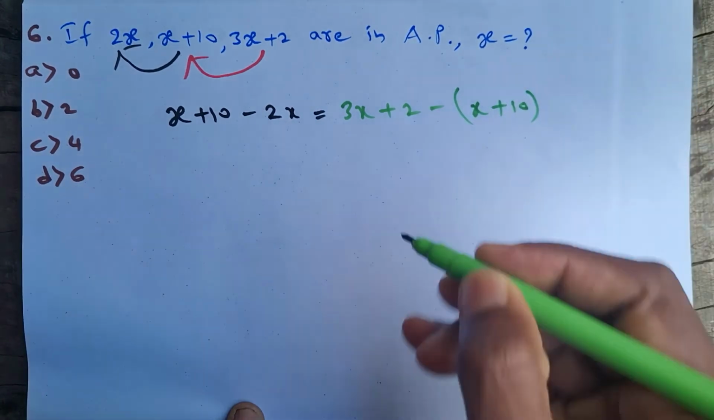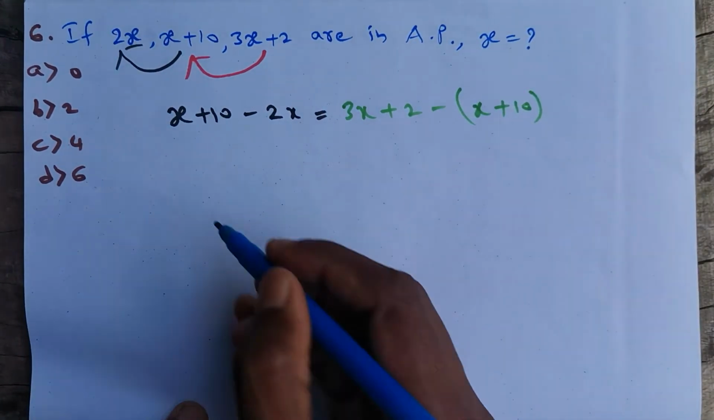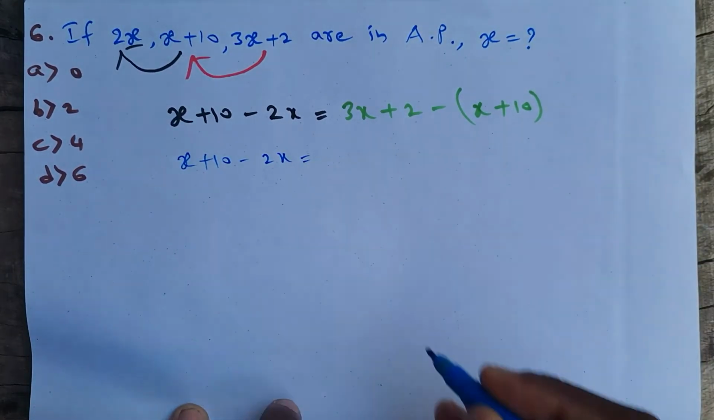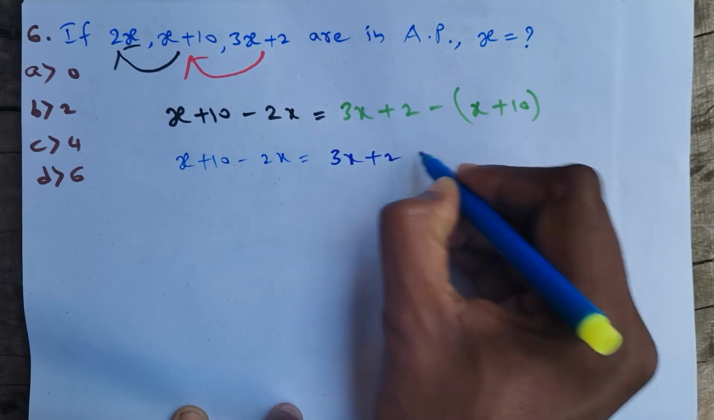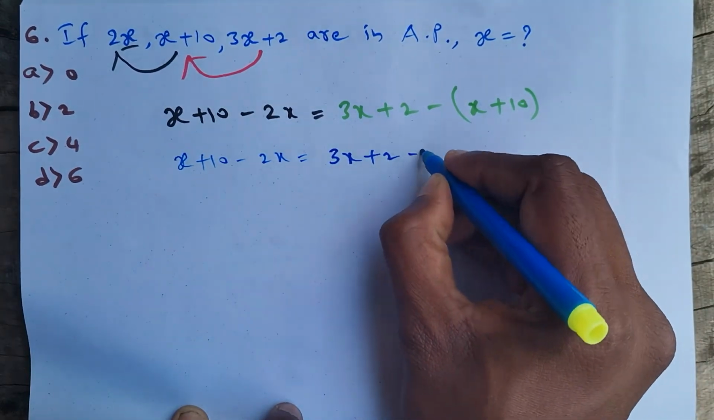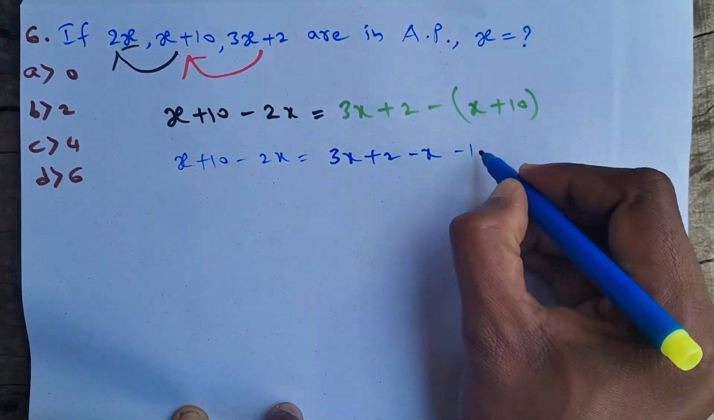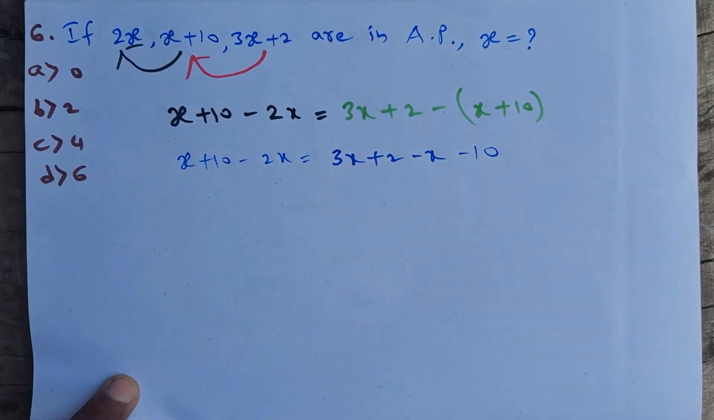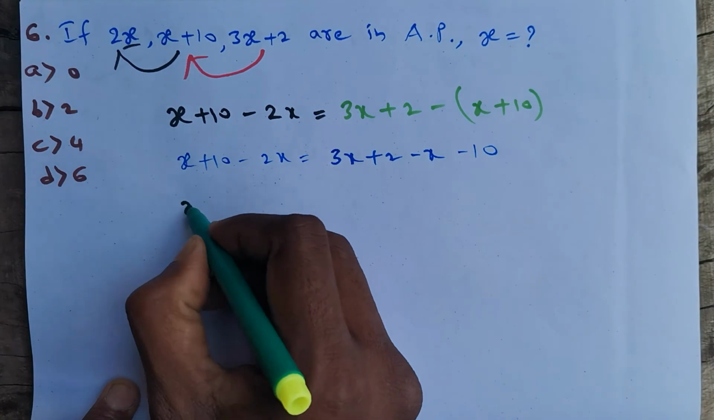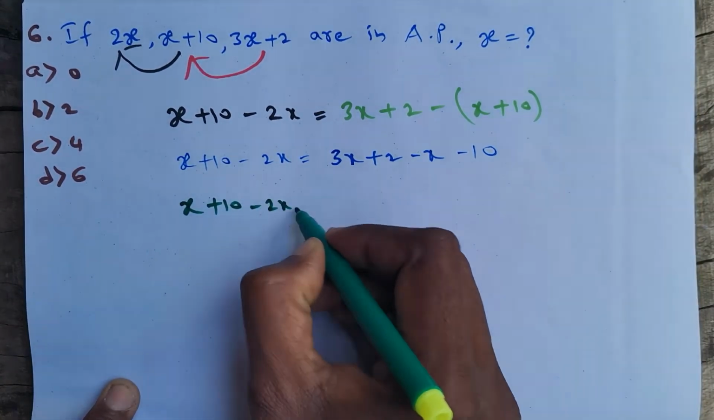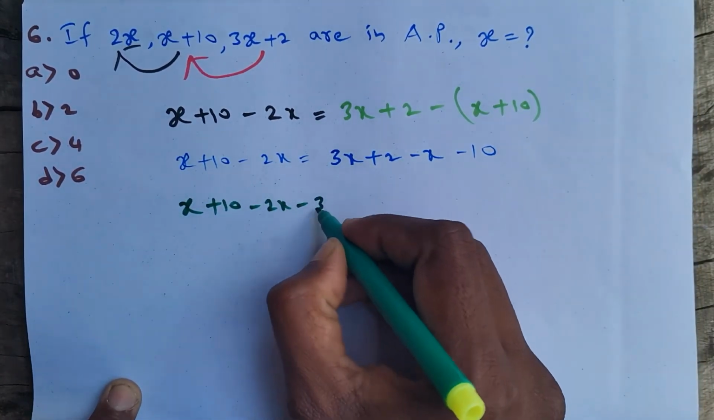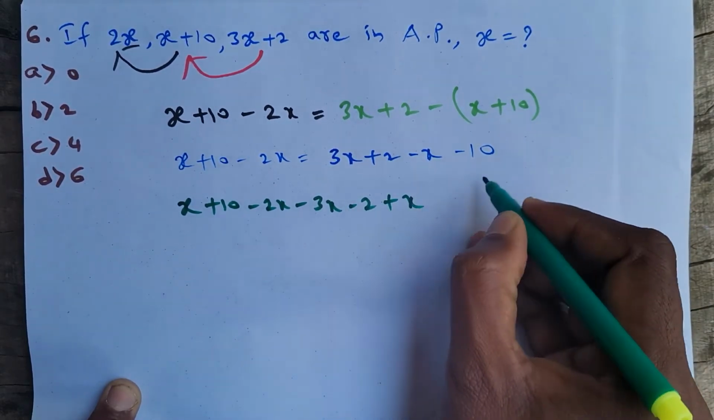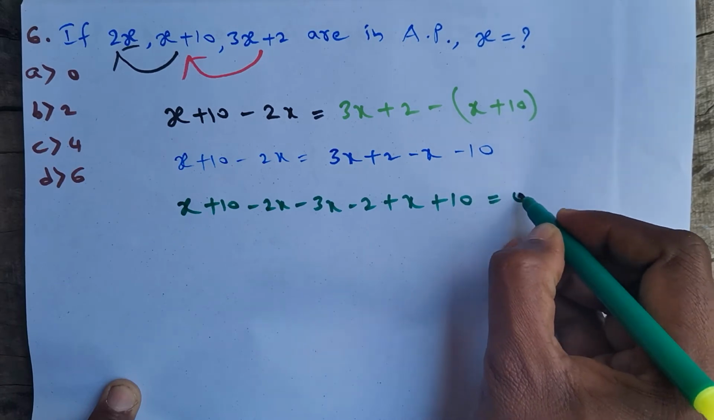So now x plus 10 minus 2x is equal to 3x plus 2 minus (x plus 10). Everything I will take to one side. So x plus 10 minus 2x, plus 3x will become minus 3x, plus 2 will become minus 2, minus x will become plus x, minus 10 will become plus 10, is equal to 0.